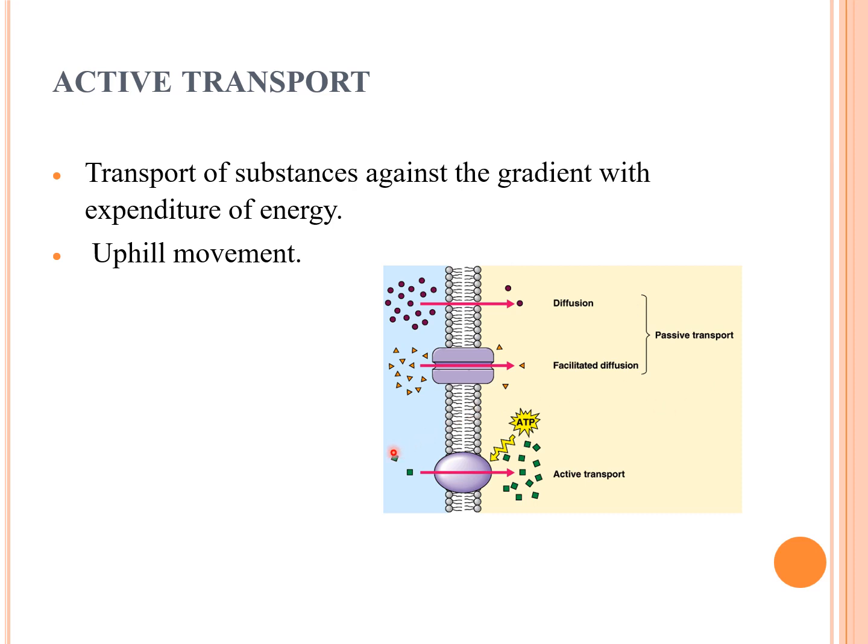Here today we are learning the active transport mechanism. Here you can see that from lower concentration, the substances are transported into the higher concentration area. Here we need ATP for the transport of substances. This type of transport is called active transport. So what is active transport? It is the transport of substances from lower concentration to higher concentration, that is against the gradient, with the expenditure of energy, and it is also called uphill movement.